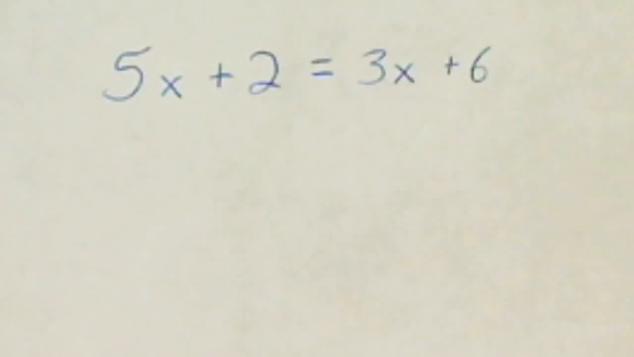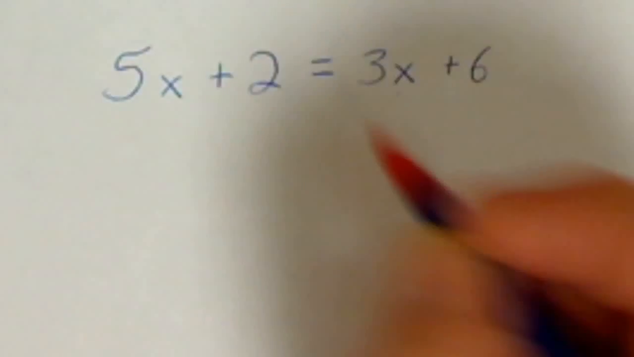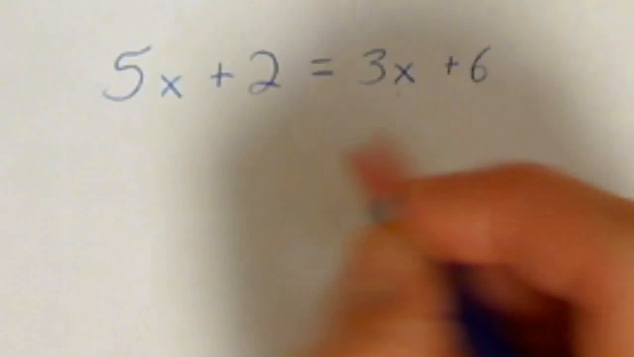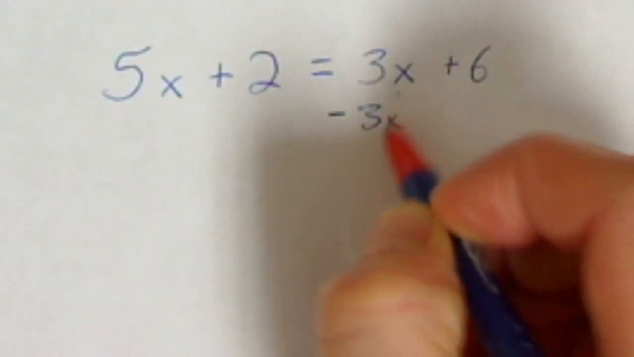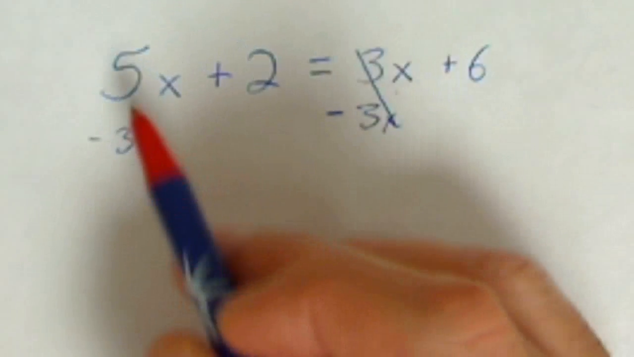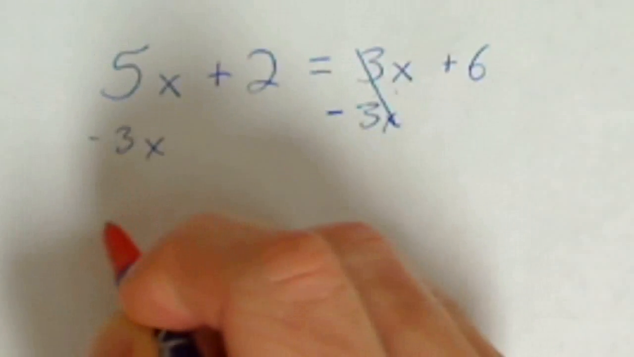And this is what I mean. The smaller variable would be the 3x, not the 5x. So how do you move a number from one side of the equation to the other, or a term from one side of the equation to the other? You do the opposite to both sides. So what's the opposite of positive 3x? That's negative 3x. They cancel. All right. So 5x minus 3x would be 2x.